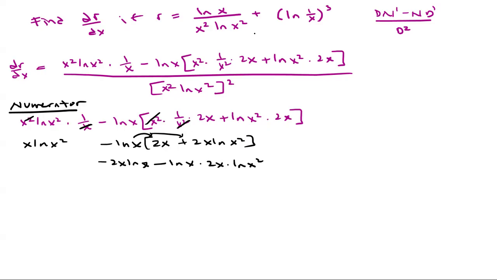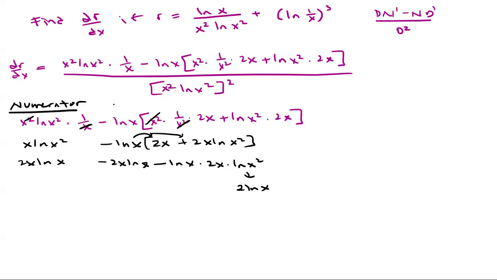Now, the way it stands right now, we really can't do anything. But what we can do is use our log rule. Whenever we have an x squared inside the log, we can put that power to the front. So this becomes 2x ln of x. It's the same thing for this one over here. I can rewrite this as 2 ln of x.